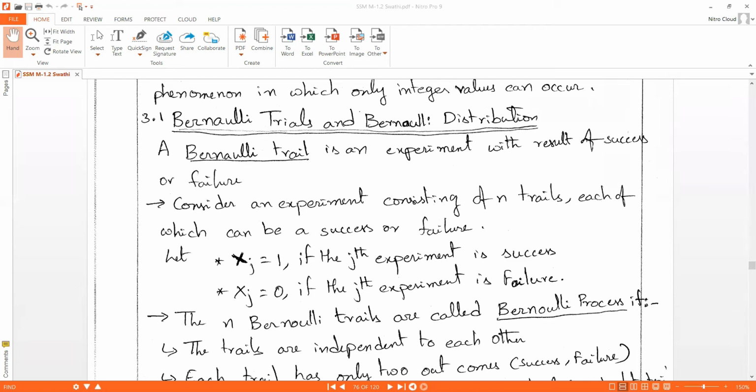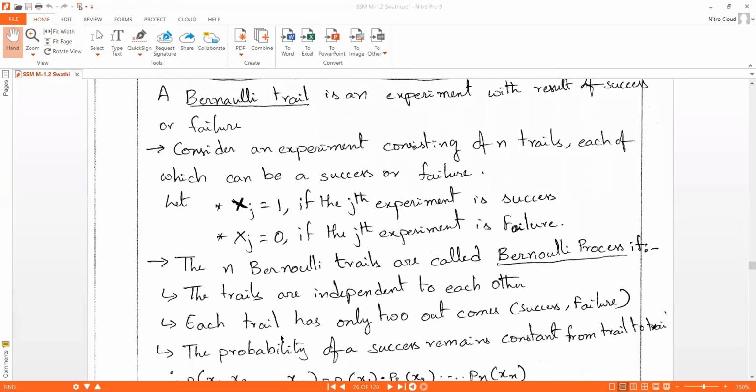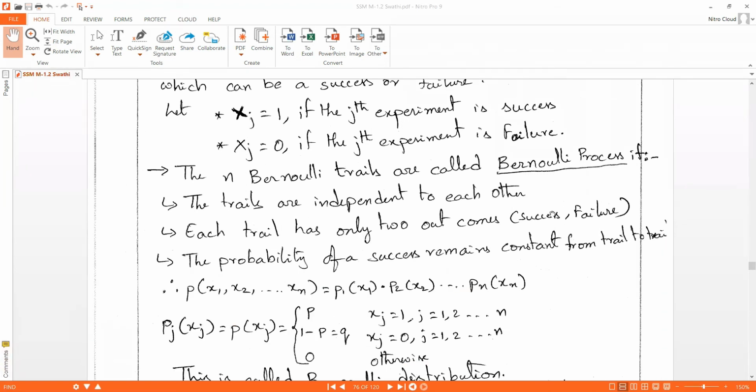A Bernoulli trial means the result will be only two things: success or failure. If it is a success, xj equals 1. If it is a failure, xj equals 0. n Bernoulli trials are called a Bernoulli process if the trials are independent of each other and each trial has only two outcomes, success or failure.